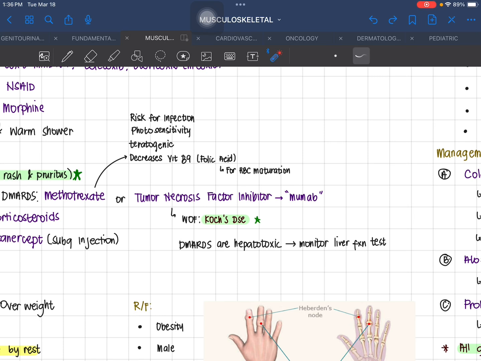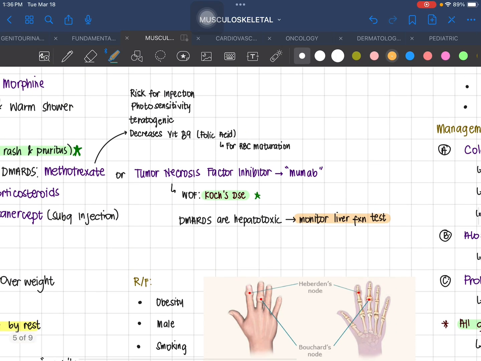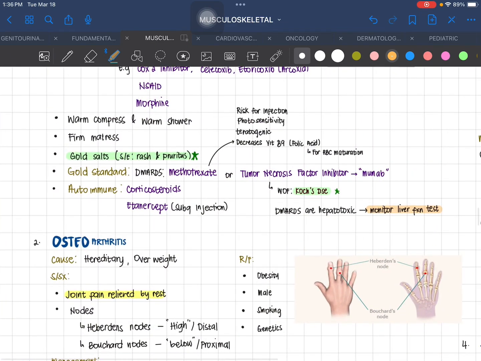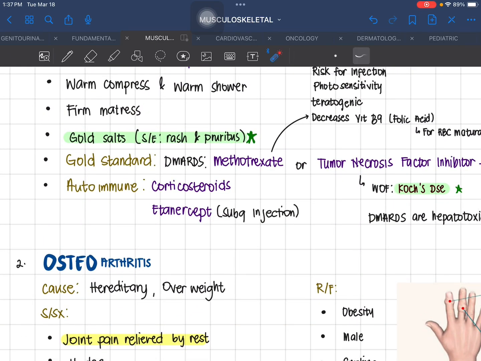And also, yung mga DMARDs, gaya ng methotrexate o yung mga MUMAB, yung mga TNF, they are hepatotoxic. So, kailangan mong i-monitor for liver function test. Another management. So, kapag ang cause is autoimmune, of course, automatically management for autoimmune is corticosteroids. Another is etanercept as sub-Q injection.